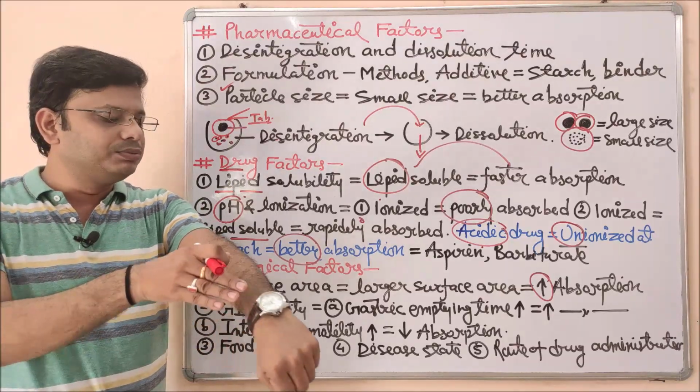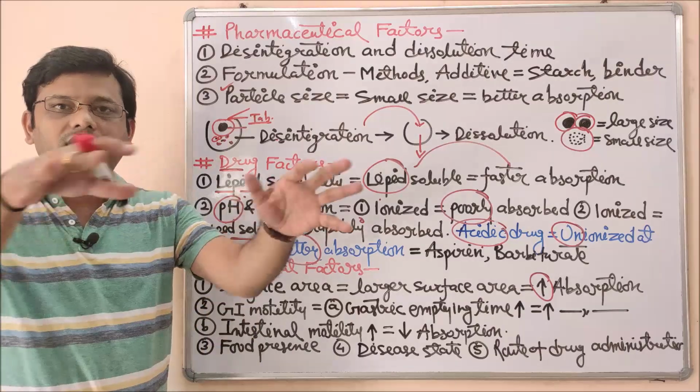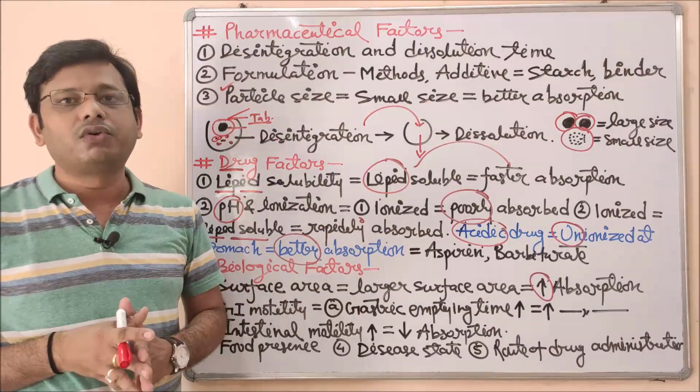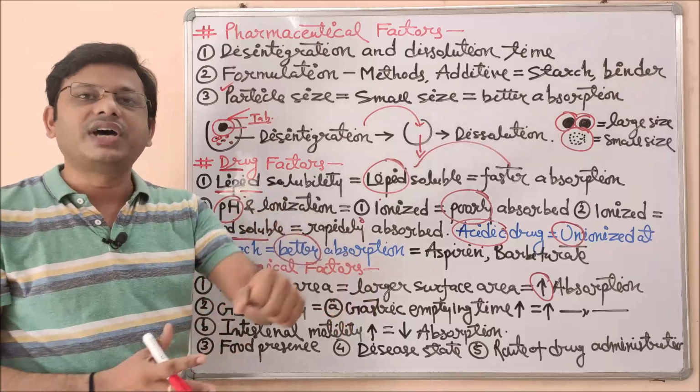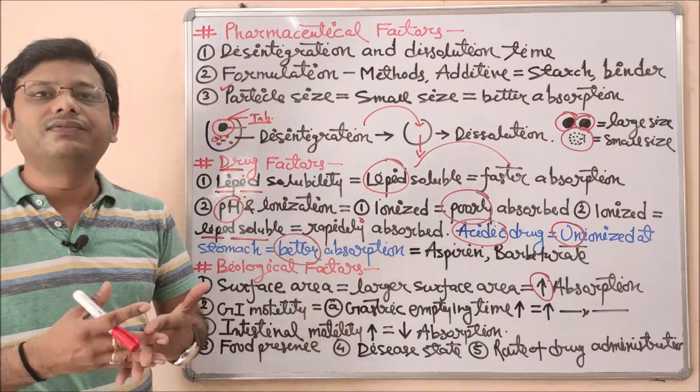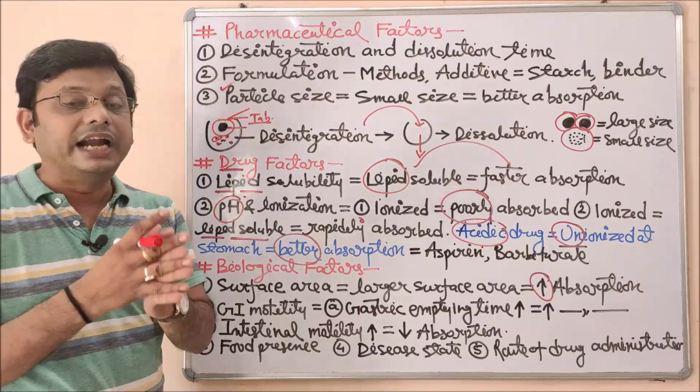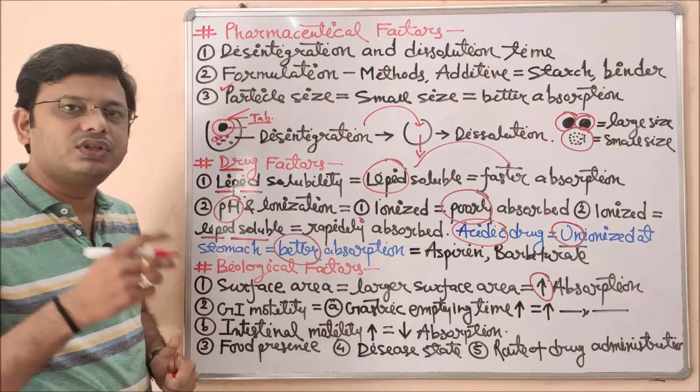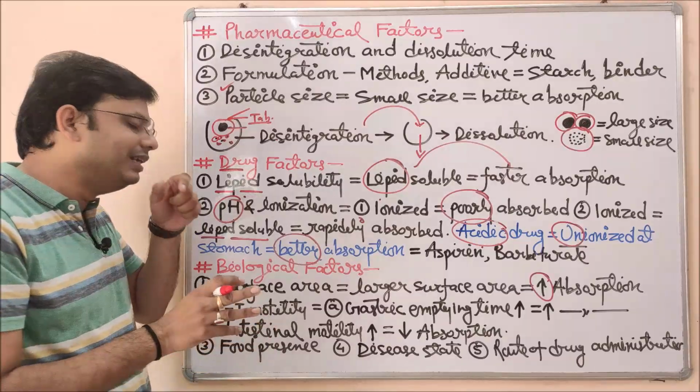But if you apply or spread the drug throughout your body or throughout a larger surface area, it will be absorbed faster, because it has lots of sites for absorption. From that particular site, the drug may be absorbed via different routes and may reach the blood circulation, depending upon the route of drug administration and the drug.